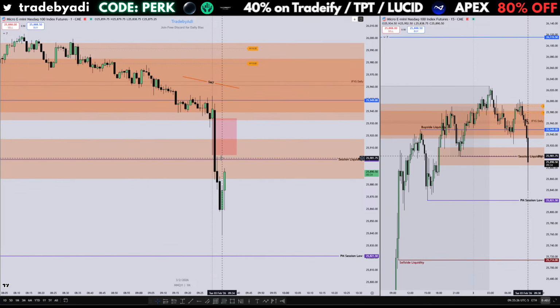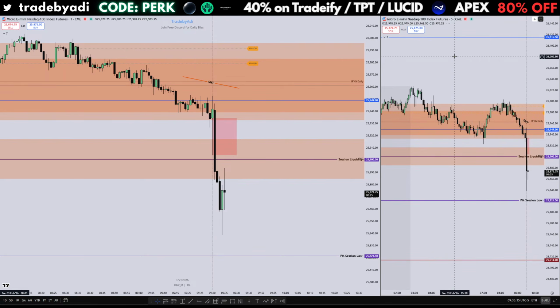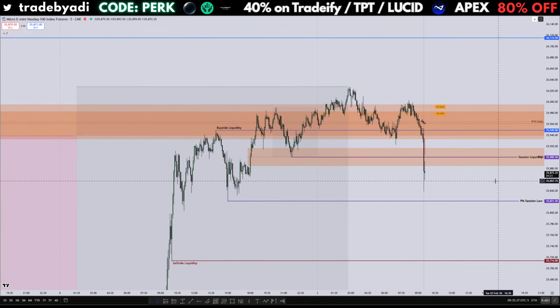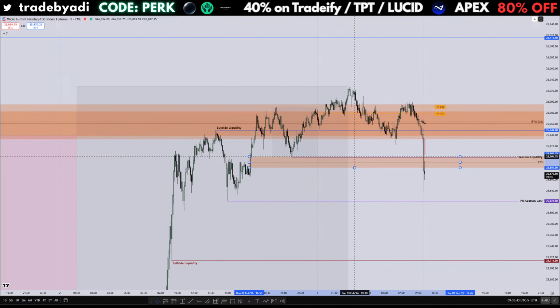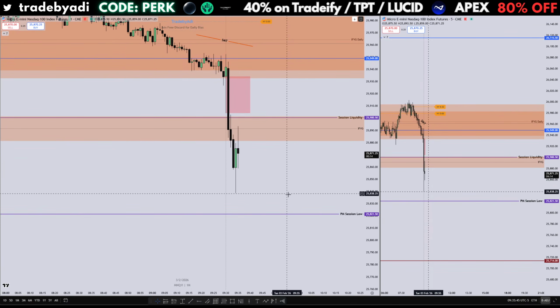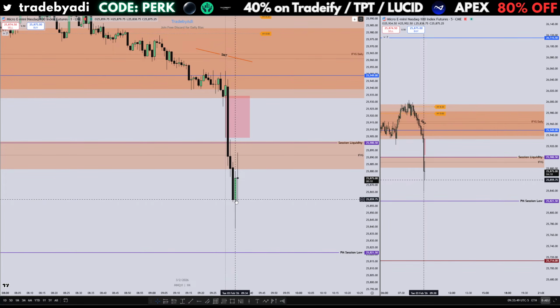We can rebalance to this fair value gap. Okay, and this is also a 15-minute IFVG. On a 5 minute, let me check it. We do have a fair value gap, and we have completely inversed this one. So if we close the body, this will become an order block.